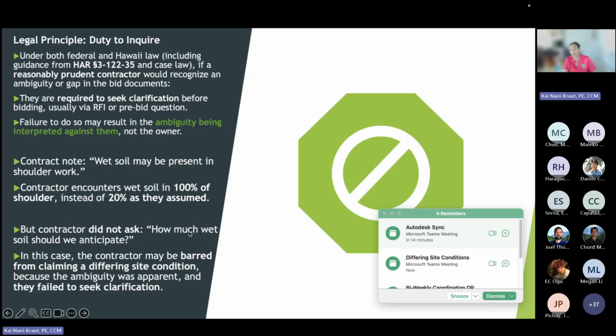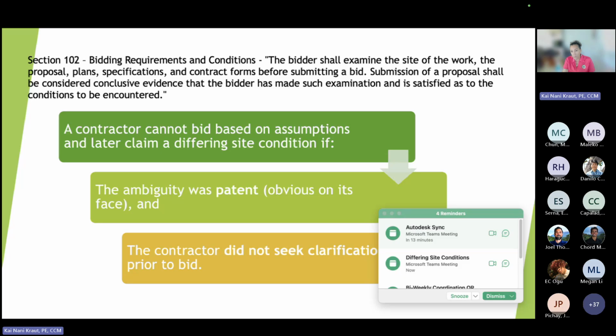In this case, the contractor may be barred from claiming differing site condition because the ambiguity was apparent, they failed to seek clarification, and there was no materially different situation. Again, maybe if you're on the leeward side and it never rains and you encounter this, but obviously the owner understood there would be wet soil. No one's going to be able to tell you how much wet soil.